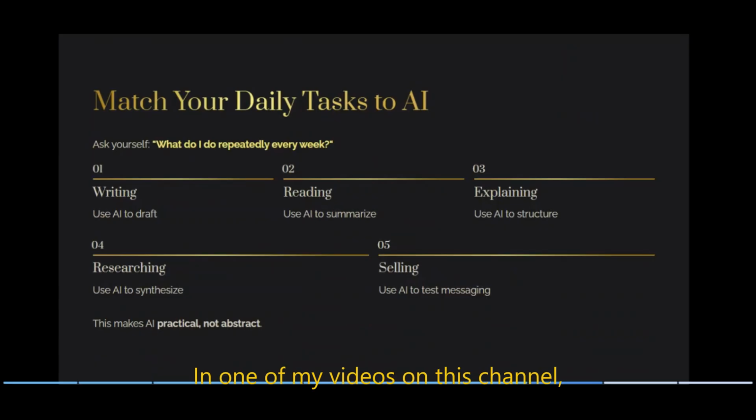In one of my videos on this channel, I told you how I was able to read a financial report, an Amazon financial report, that's up to 20 pages, in under 10 minutes. I don't have a background in finance, but I could get insight from the report because I used AI to summarize it. Do you have a role where you have to explain things over and over again? You could use AI to structure your explanation. Do you research weekly? Use AI to synthesize your research. Do you sell every week? Use AI to compile your messages and craft your selling pitch, to get better at selling. So this makes AI practical and not abstract.